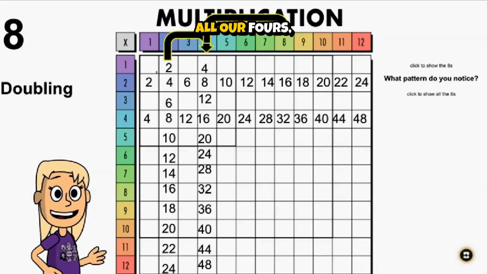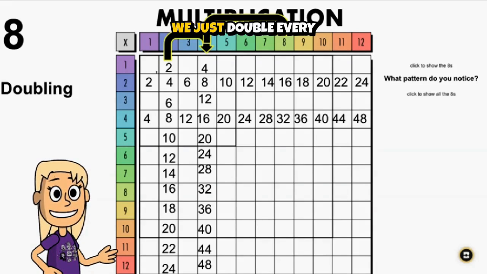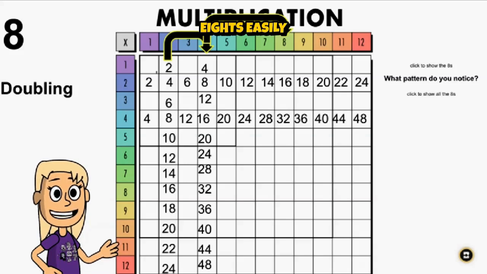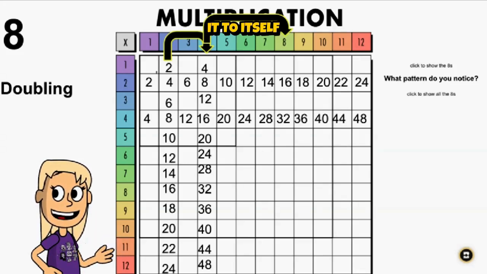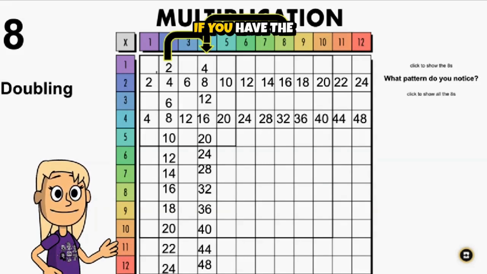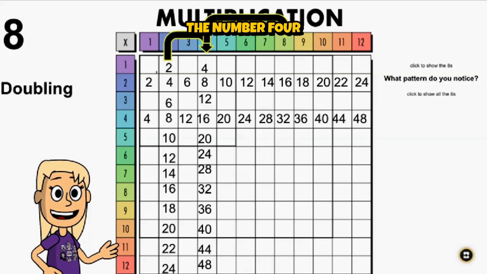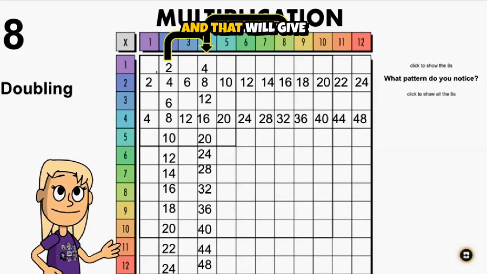Once we've figured out all our 4s, we just double every number, and we'll be able to figure out our 8s easily. Doubling is an easy addition process, and it means taking a number and adding it to itself. For example, if you have the number 4 and you want to double it, you would just do this. You would start with the number 4 and add it to itself, so 4 plus 4, and that will give you 8.